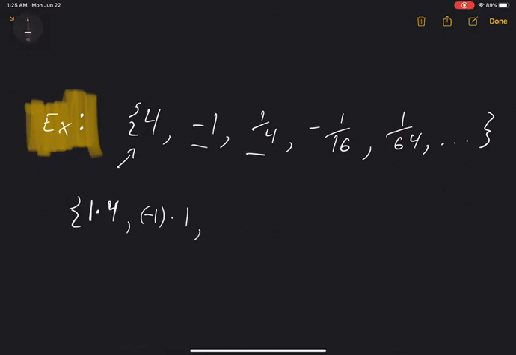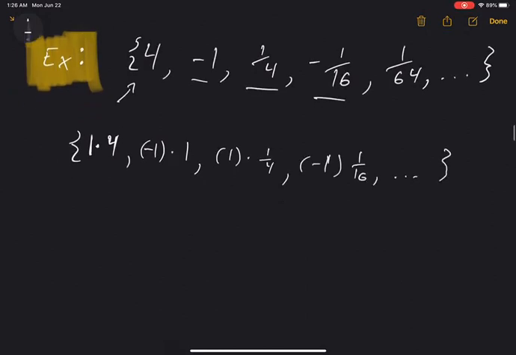Then I have 1 over 4. So I can think of that as +1 times 1 over 4. Then I have -1 over 16. I can think of that as -1 times 1 over 16. Okay, and so on. All right, and now let's think of this stuff in parentheses first. I got +1, -1, +1, -1.